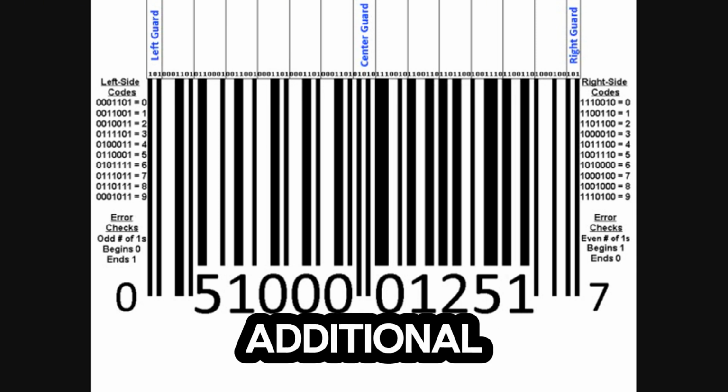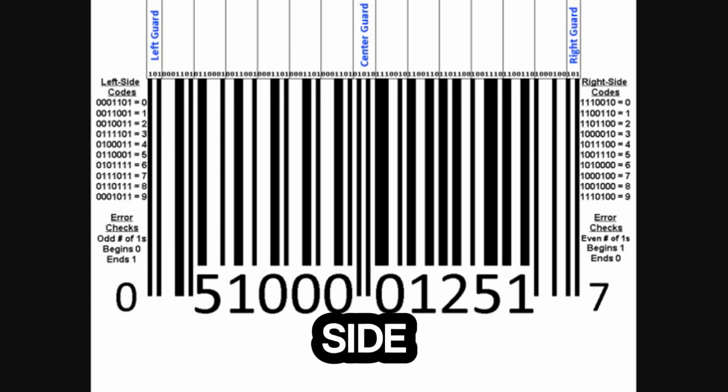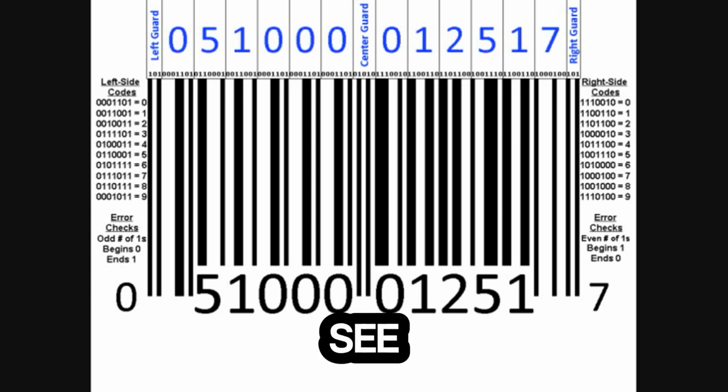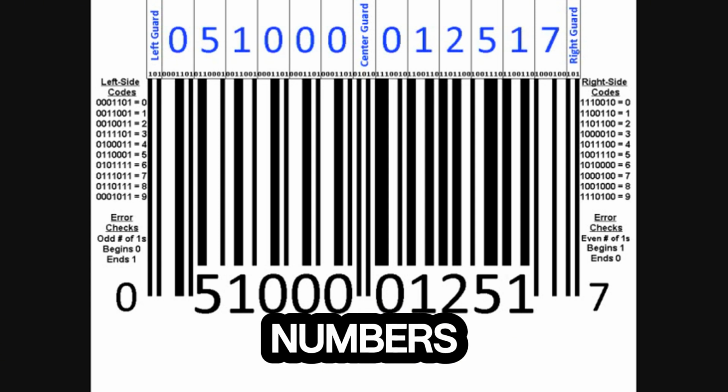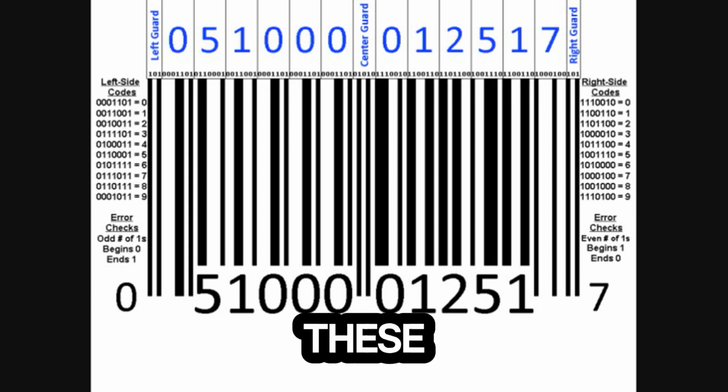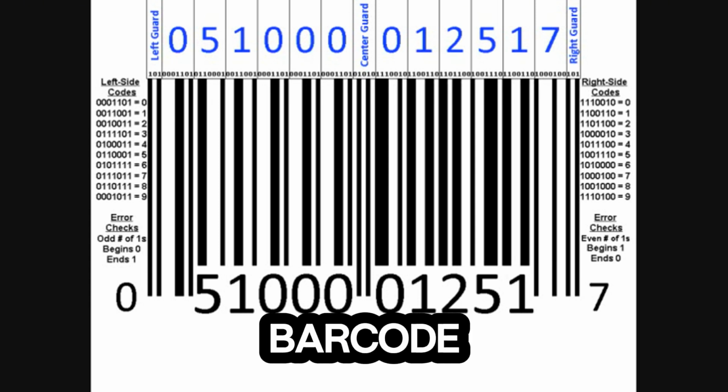Also, as an additional error check, all the codes on the left side begin with a 0 and end with a 1, and all the codes on the right side begin with a 1 and end with a 0. So in this case, we'll plug in the numbers above, and you'll see that those numbers are the exact same as the numbers below. But what do these numbers actually mean? Well, the first number on the left-hand side, the 0, which is outside of the actual barcode, tells us what type of barcode this is.